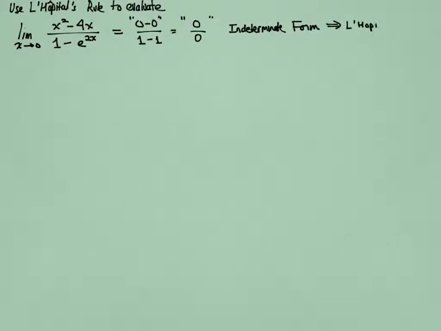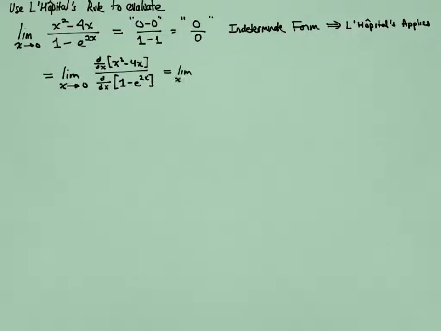Luckily, we have L'Hopital's rule, which helps us evaluate expressions that are in this indeterminate form 0 over 0. And to do that, what we do is we take the derivative of the numerator and we compare it to the derivative of the denominator and take that limit instead. And L'Hopital's rule says this will agree, it will be equal to our original limit.